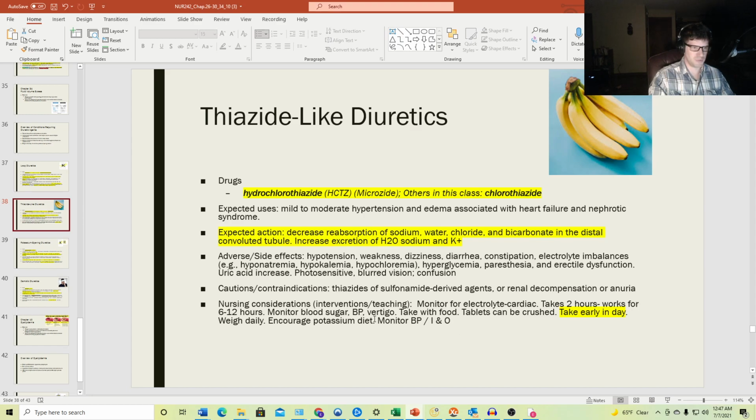Monitor blood sugar, blood pressure, and vertigo. Take with food. Tablets can be crushed. Take early in the day. Weigh daily. Encourage potassium in the diet. Monitor BP, eyes and nose.